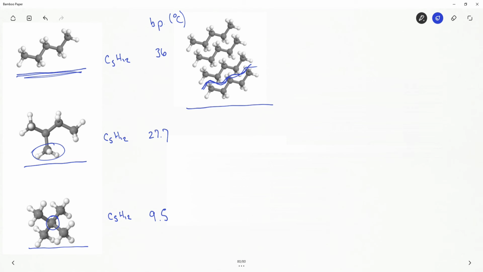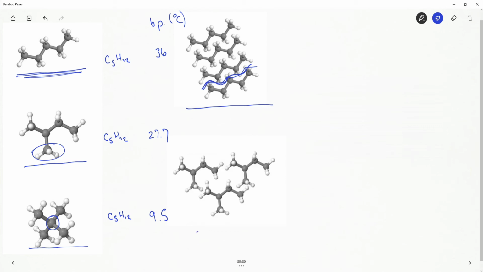What happens when we go to our first branched option? Here is a picture of our branched 5-carbon molecule, and you can see there's not quite as much interaction. We still have some good contact here, but it's not nearly as much as our straight chains.